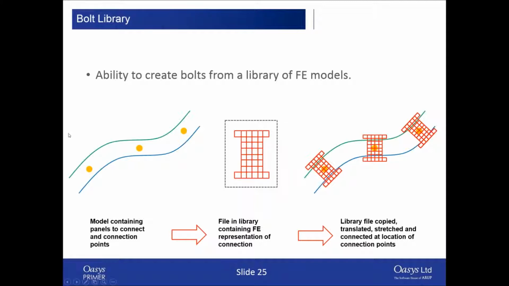What Primer does is that at each of these specified locations, it will read in the one bolt, it will import that in, it will renumber it, it will orient it so it matches the panels that it's being joined together. It can stretch it and connect it in so that this individual bolt model can be applied many, many times to your vehicle model.